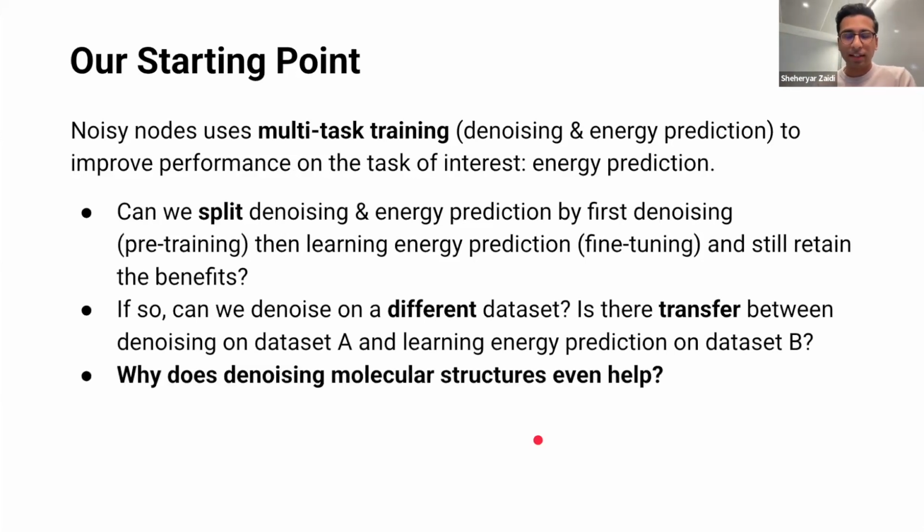And then lastly, there's this one main question: why even should we denoise? What's special about denoising? Denoising is used a lot for diffusion models, for generative modeling. What's going on over here? Why is denoising molecular structures even helpful for learning anything?